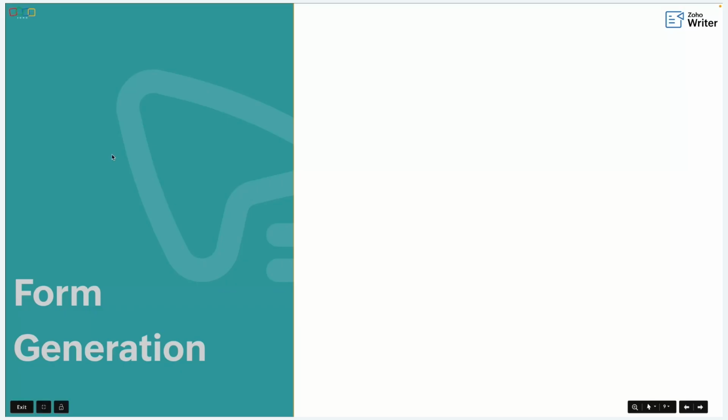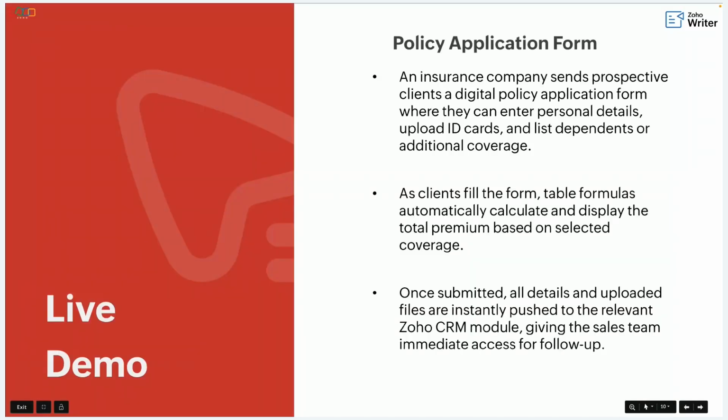So let's say an insurance company sends a digital policy application form to a potential client. Then the client enters personal details, uploads ID documents, and lists dependents or selects extra coverages. As they fill out these forms, built-in table formulas auto calculate the premium in real time. Once they submit, all the data and files seamlessly flow into the appropriate Zoho CRM module, so the sales team is instantly notified and ready to act.